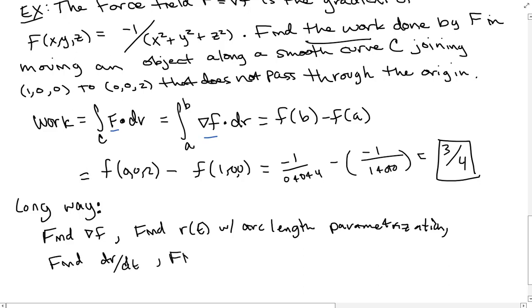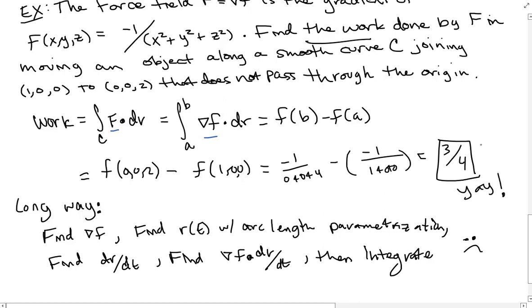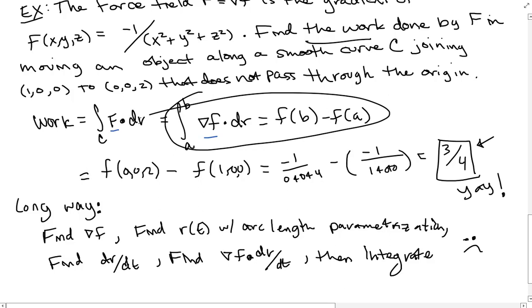Then we would have to compute the dot product of the gradient with dr/dt. This is a dot here, dot product. And then finally, we would have to integrate this. And so that's the long way. And so we say, no, we don't have to do that anymore. Yay, we can simplify the process using our theorem, the fundamental theorem of line integrals.